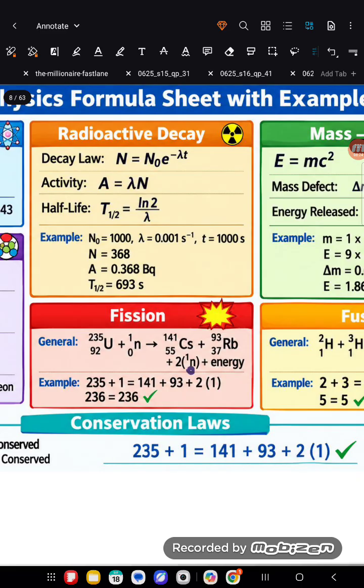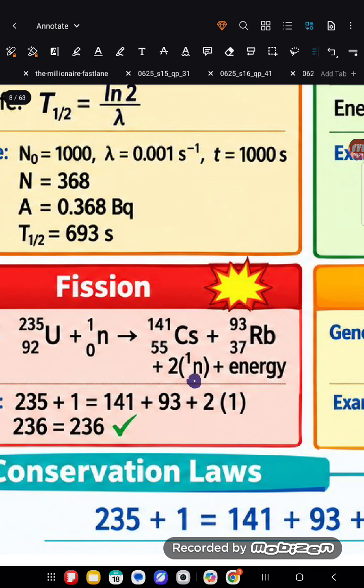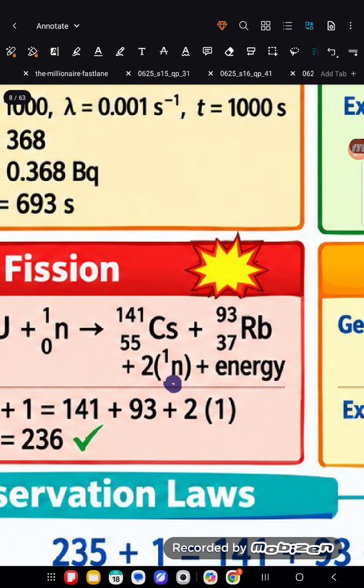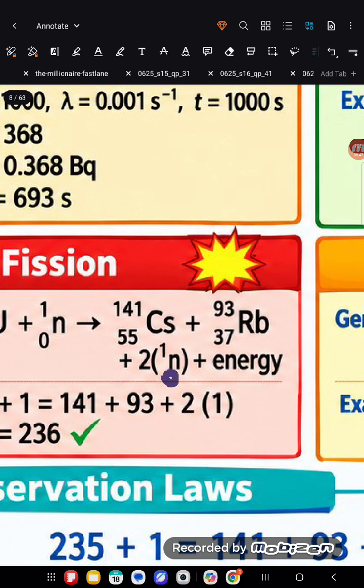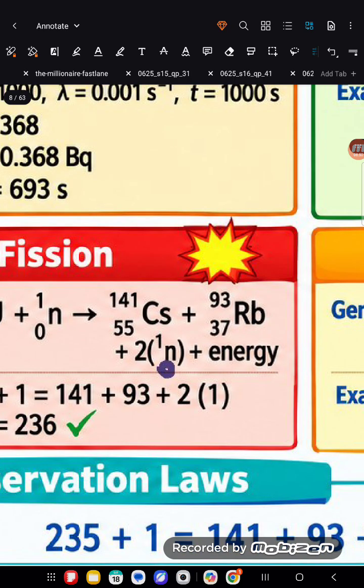Okay, 235, the nuclear number, and down is the proton number, 92. So always you can see it is plus, and this will be the same, 1 and 0. This will always be 1 and 0. And whatever element they get split into, here CH and RB, then they will release some energy. And this one again will be 1 and 0.